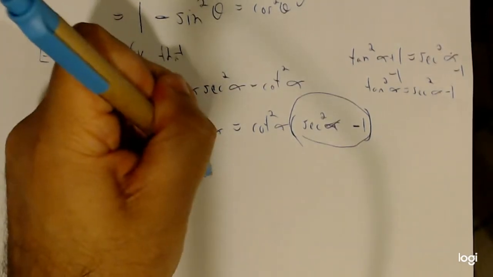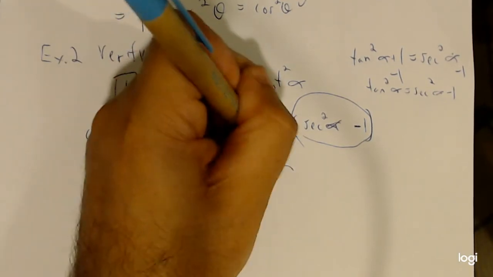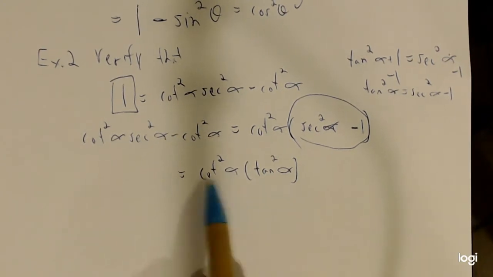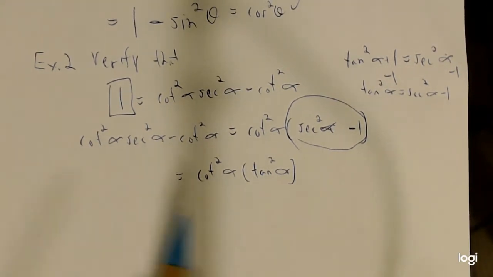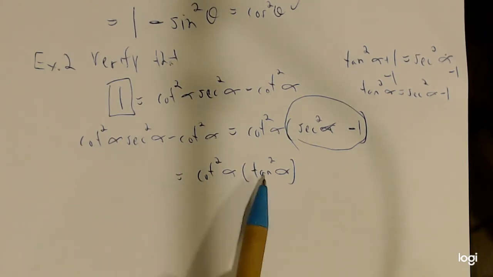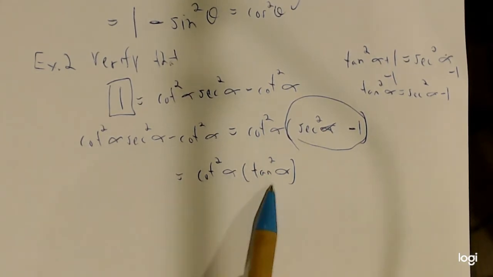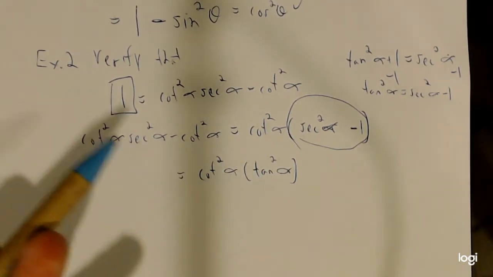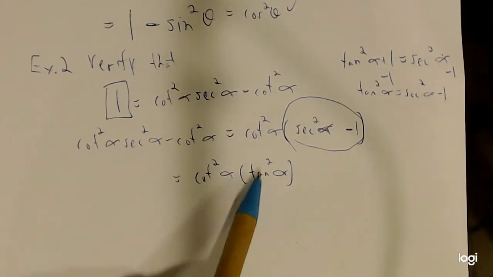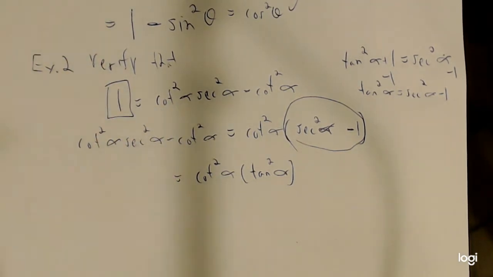So then I get cotangent squared alpha times tangent squared alpha. And here's the nice part. Look at how beautiful this is. These two are actually reciprocals of each other. Remember the reciprocal identity? We know that tangent is the same thing as 1 over cotangent. So tangent squared would be the same thing as 1 over cotangent squared, right? So just keep that in mind. If tangent is 1 over cotangent, tangent squared is 1 over cotangent squared, tangent to the power of 10 is 1 over cotangent to the power of 10.